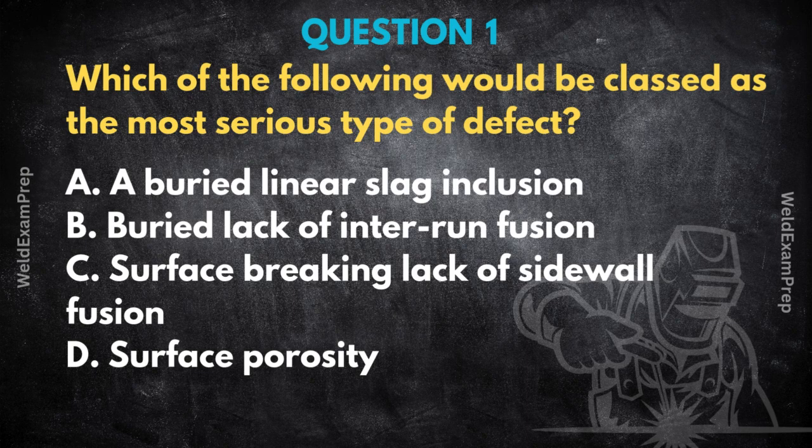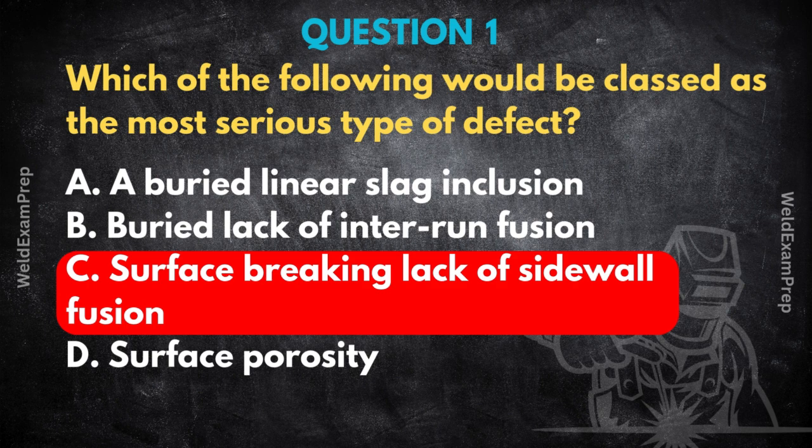Right. Well, the answer we're looking for here is C, surface breaking lack of sidewall fusion. C. Okay. So why is that one the most serious? More so than, say, buried fusion issues? Well, the key difference is that word surface breaking. Anything that breaks the surface is generally considered more critical than something buried inside the weld.